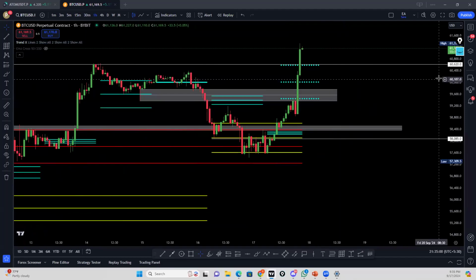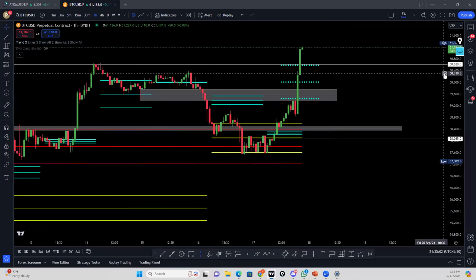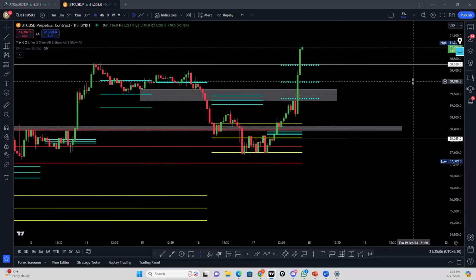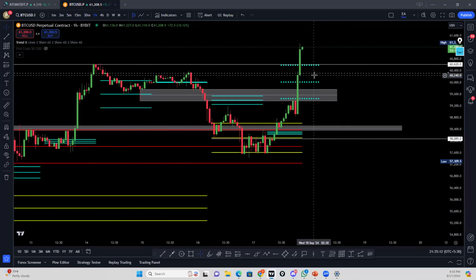Just keep alert nearby like this. Just click here, you will get an alert. You will get a pop-up in your phone, computer, you will get email, everything, sir. So when it comes and hits here, you will get notifications through mobile, email, phone, everywhere.